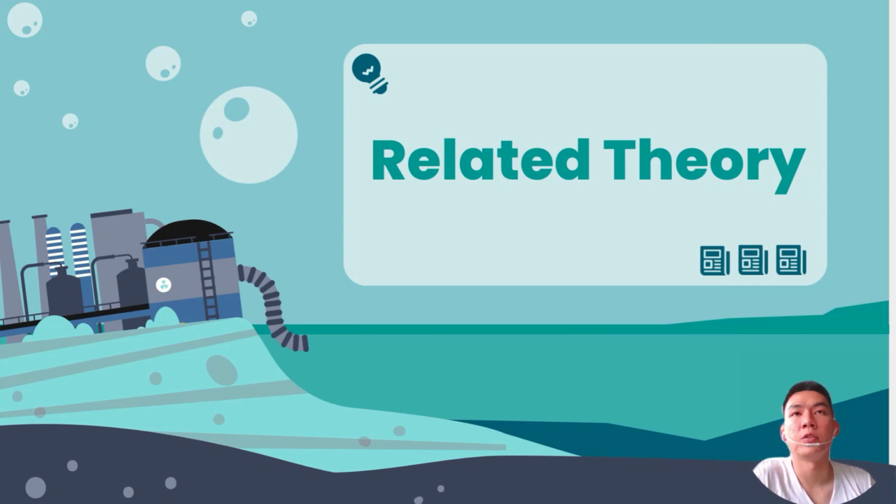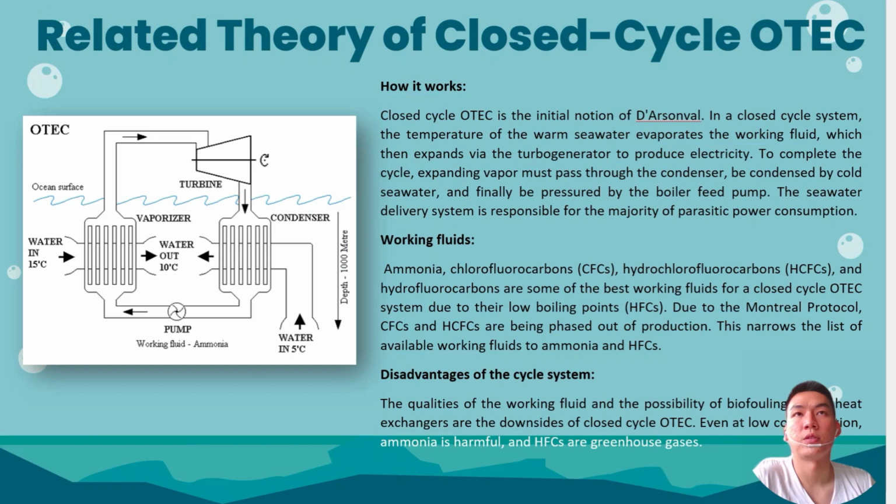I'm going to talk about the related theory of the OTEC. First, I will talk about the related theory of closed cycle OTEC, and the working principles are at the left side of the slide. The working fluid used is ammonia, and the disadvantages of the closed cycle system are the quality of the working fluid and the possibility of biofouling of the heat exchanger.